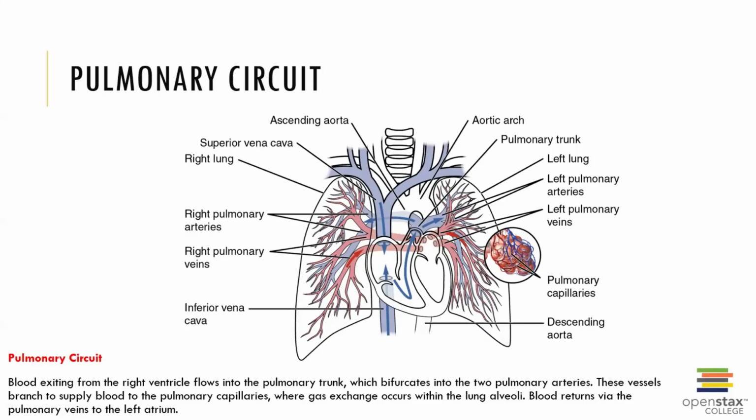Okay, and then finally, here is a look at your pulmonary circuit. It shows, as you can see in the caption, blood exiting from the right ventricle, which flows into the pulmonary trunk, which bifurcates, that means splits apart, into the two pulmonary arteries. These vessels are going to branch to supply blood to the pulmonary capillaries, where gas exchange occurs within the lung alveoli, and then the blood returns via the pulmonary veins to the left atrium. All right, so this diagram does a really good job of showing the arrows of this process, the pulmonary circuit.